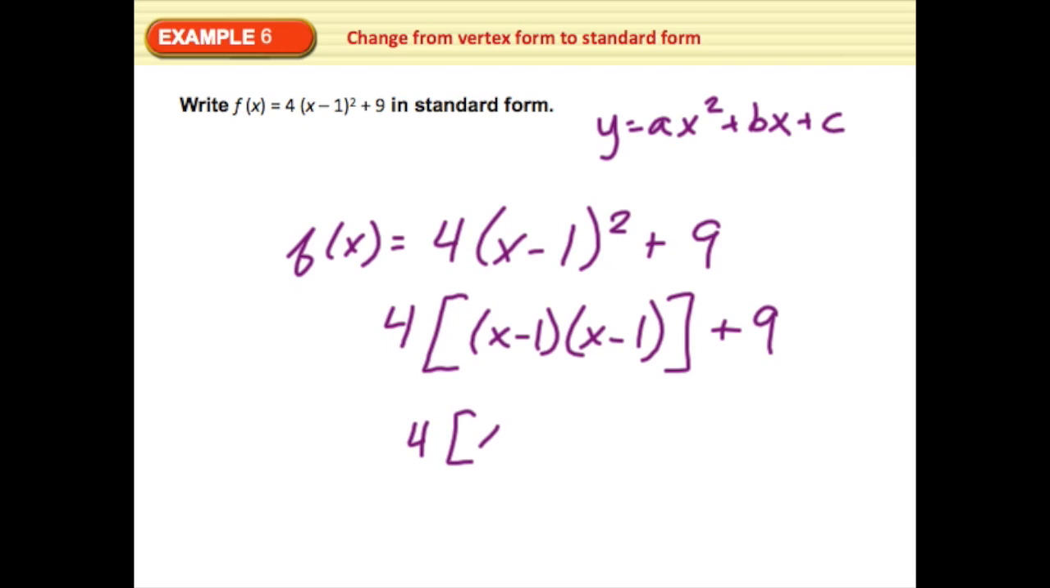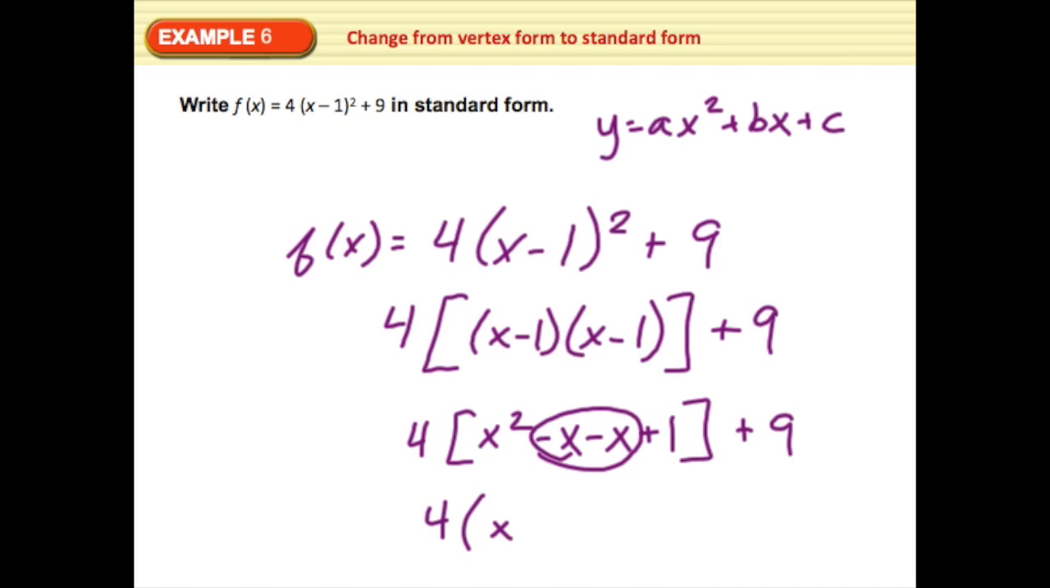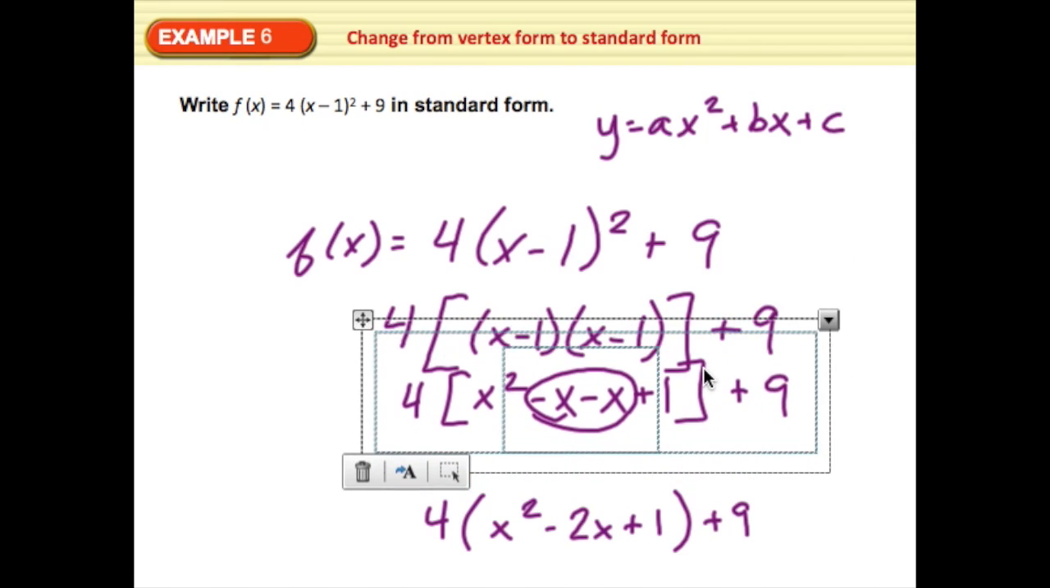So now I can do that. x times x is x squared. My outer terms, x times negative 1 is negative x. Inner, negative 1 times x is negative x. And last terms, negative 1 times negative 1 is positive 1. Close my brackets and add 9. I can combine these middle x terms. So 4 times (x squared minus 2x plus 1), and then plus 9. I do need to distribute.